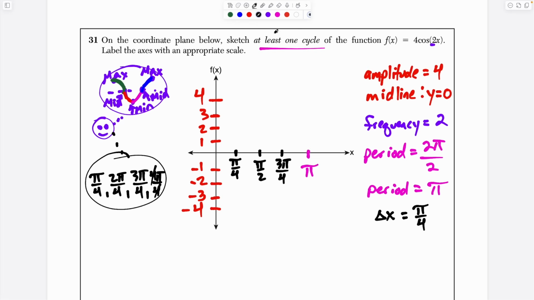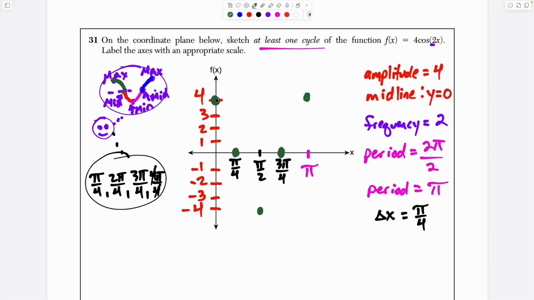And now I go back to this thought bubble, and now I plot these points. The maximum is at 4, because we have a midline at y equals 0. So this is the midline here on the x-axis. And the amplitude is 4, so that puts us at a maximum of 4. So we're going from the maximum to the midline. At pi over 4, I go to the midline. And then at pi over 2, I go down to the minimum. So it's maximum, midline, minimum. And then back to the midline, and then back to the maximum when I'm at x equals pi.